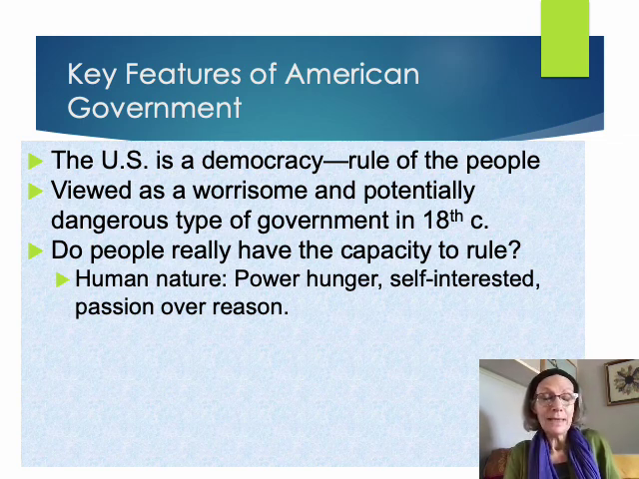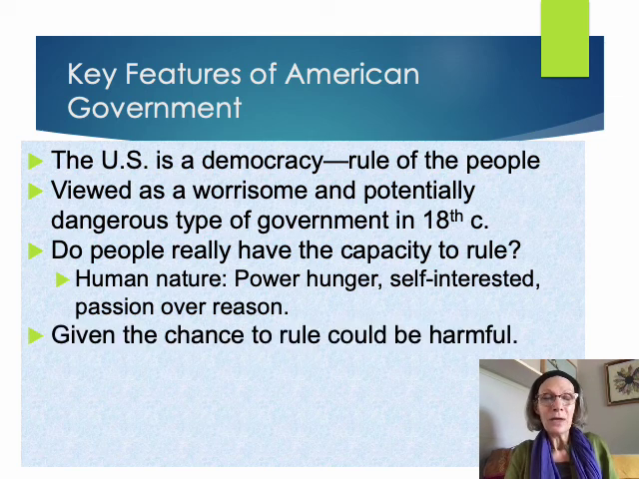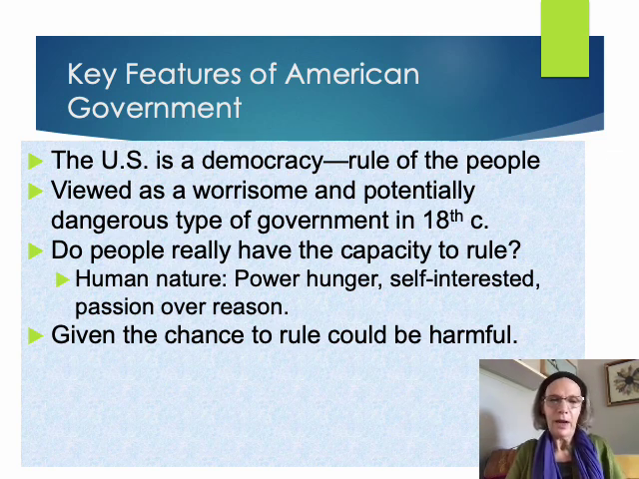So the thinking was, hey, do you want that kind of government? Because it could give people the chance to rule, and that ruling could turn out to be harmful, right? For one, if humans are voting for people to rule over them, they might be lured in by a demagogue, a person who appeals to a person's basest desires and their prejudice, etc. And then you could elect a demagogue and it could have greatly damaging effects on that country.